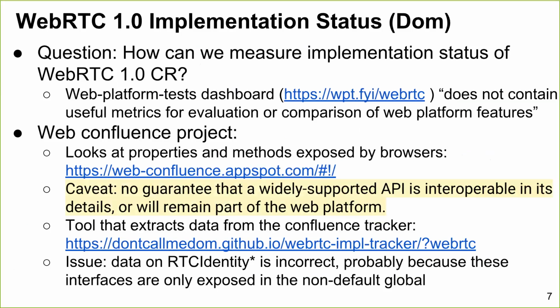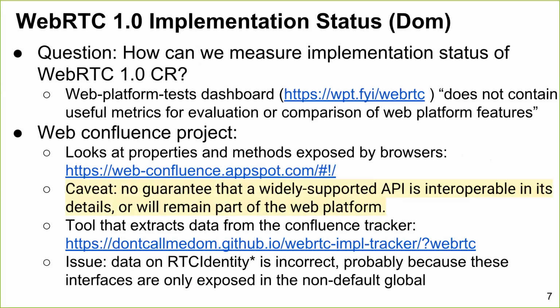So basically, the WPT test dashboard doesn't claim to have useful metrics for evaluation or comparison of features. So instead, we've been looking at the Web Confluence project, which looks at properties and methods that are exposed by browsers. Of course, this then doesn't bear on the interoperability or conformance part of it. It just says, hey, this stuff is there.